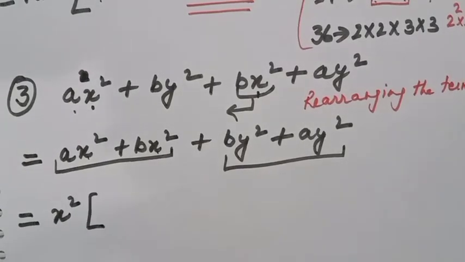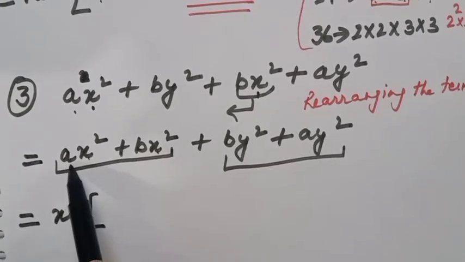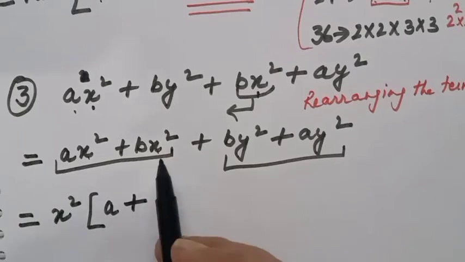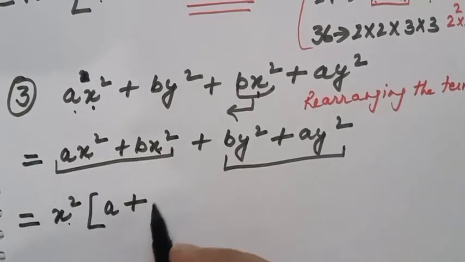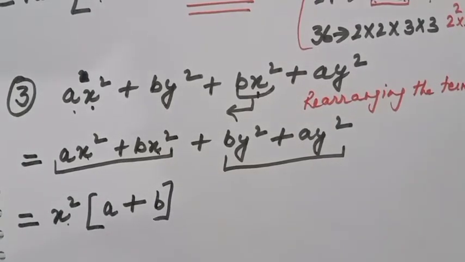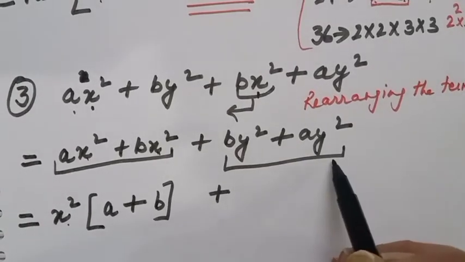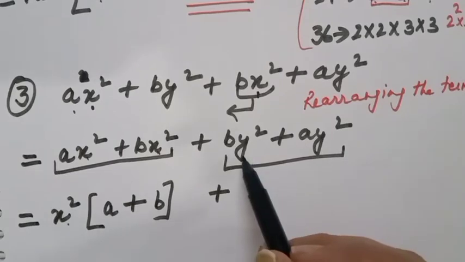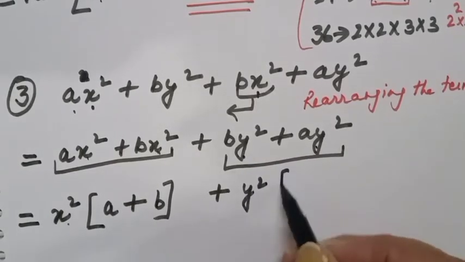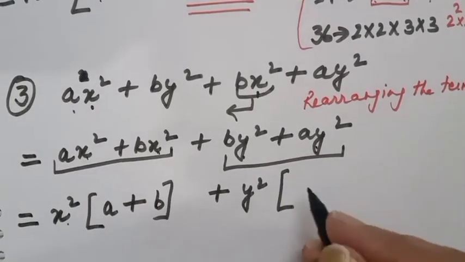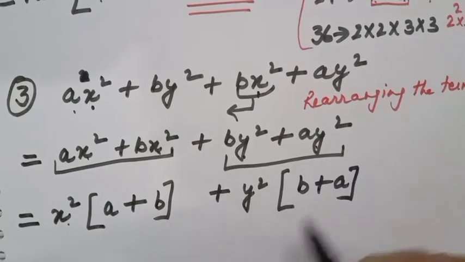And now we will observe what is left from the first group only. Here from the first term x square is already common, so what is left? Only A. From here also x square is common, we are left with B. Okay, this was done. Half of the part done. Now from the second pair of the group, we can easily see that y square is common in both. So we have taken it common, and what is left with us is B plus A.